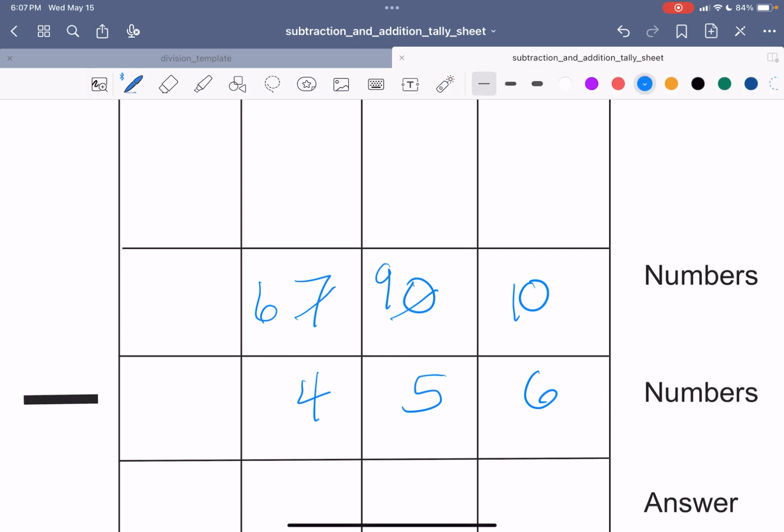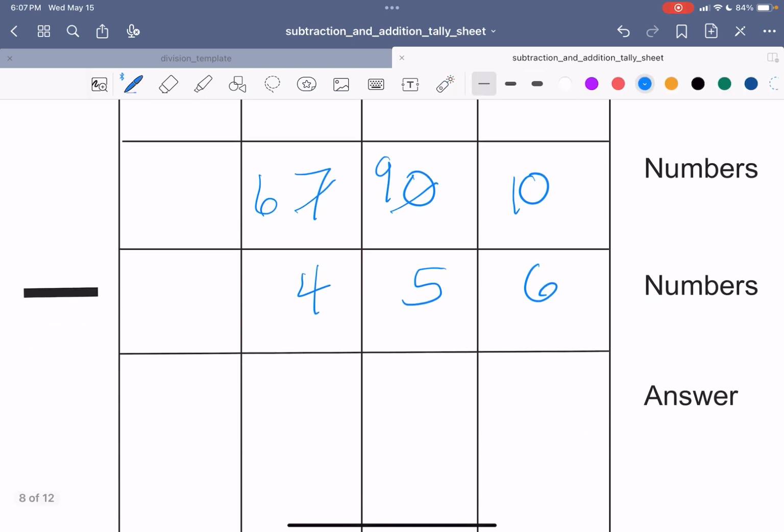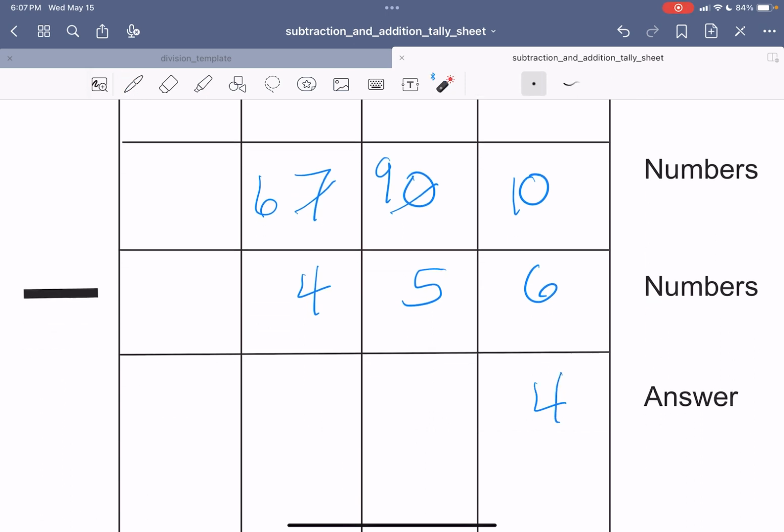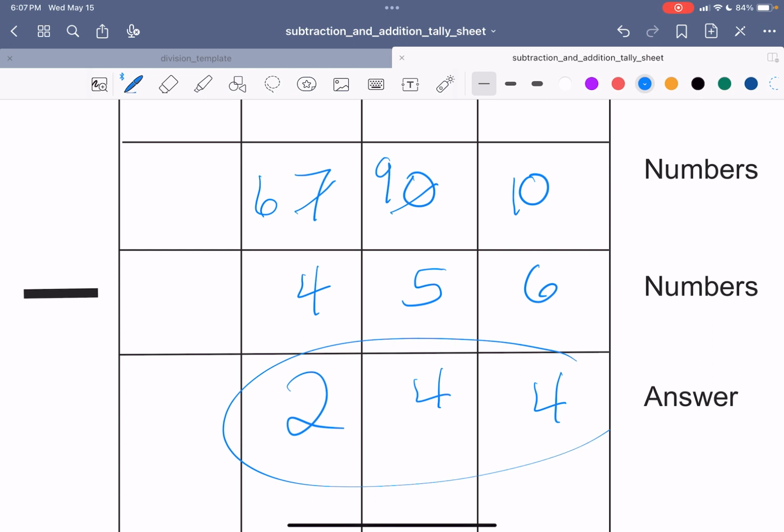10 take away 6 is 4. 9 take away 5 is 4. And 6 take away 4 is 2. The final answer is 244.